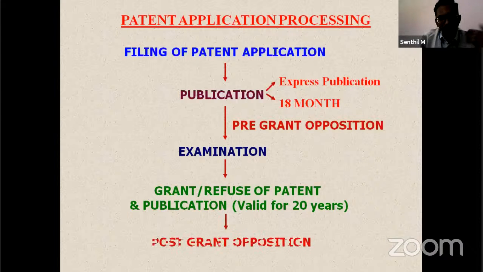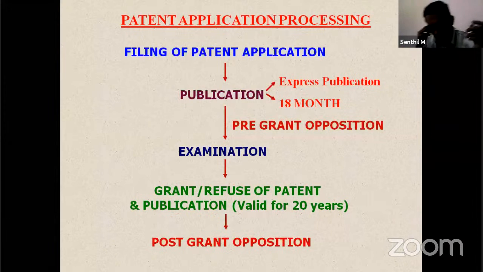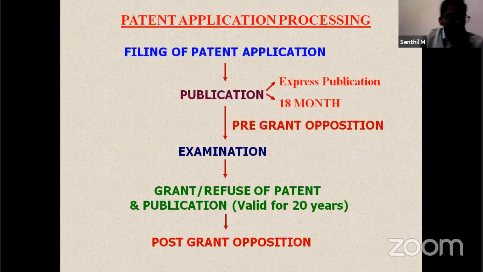Once this grant is given, post-grant opposition might happen. Somebody can oppose, saying this is not right, this is not the invention. The government can scrap it also. That possibility is there. So this is the patent application process. Filing the patent, then it gets published, then after 4 years they will examine, then they will give you a reply.